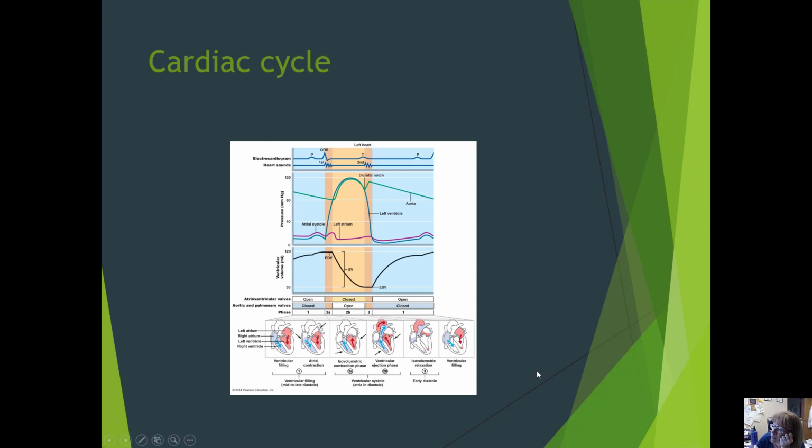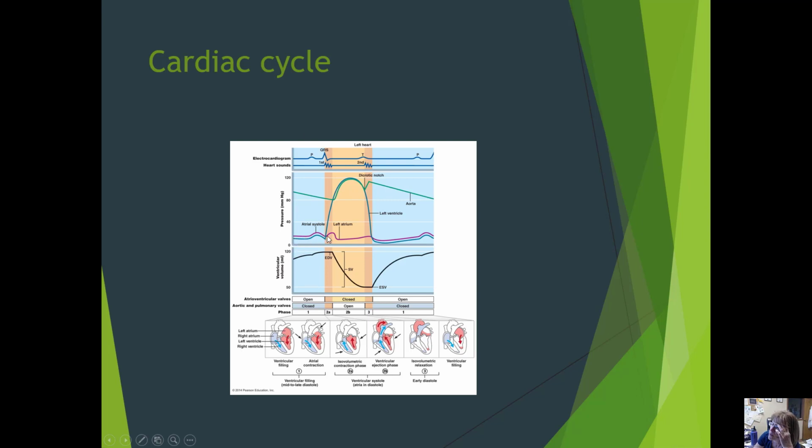So then to go back, I lost my spot. Okay, so atrial contraction is happening up here, right at the end of ventricular filling, or the end of mid to late diastole. And so what is causing this contraction? Okay, well, let's take a look at what's going on.